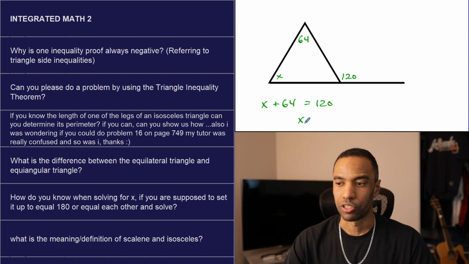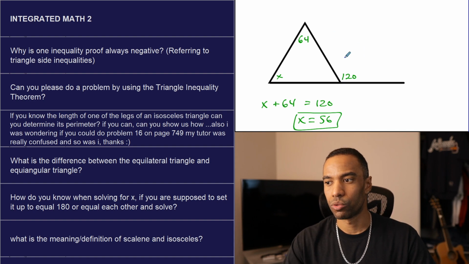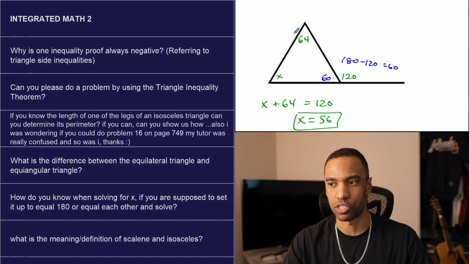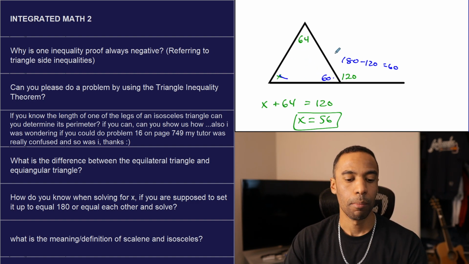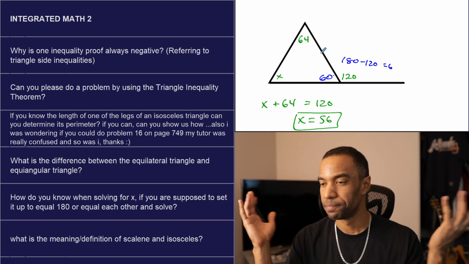So you can do that, obviously, and then you solve and you get, what, 56? So you can get something like that. But you can also take 180 minus 120 and get 60. Figure out that that one's 60 degrees, and then add these up, set them equal to 180. But again, I know that I add them up and set them equal to 180 because that's three interior angles of a triangle.